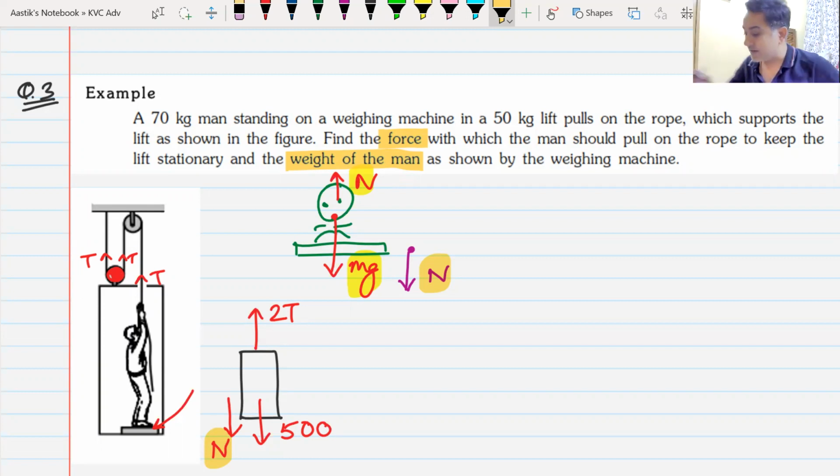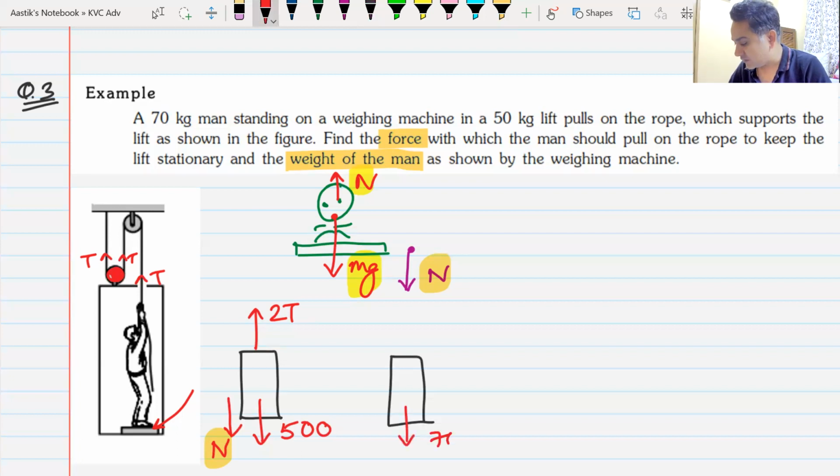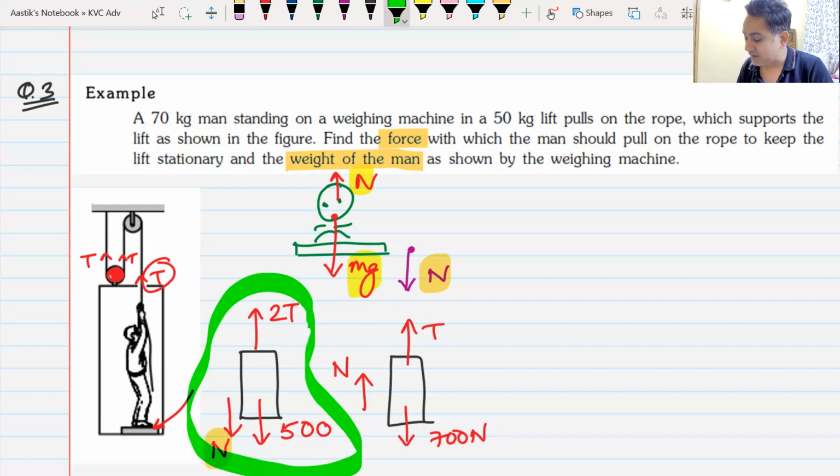Now, this is the free body diagram of the lift, let us now make the free body diagram of the man, and I'm drawing the man like this. What are the forces acting on the man? One is the weight of the man, which is 700 Newton downwards, yes or no? One is the weighing machine pushing it upwards, normal reaction, yes or no? One is the tension T in the string, yes or no? This is the green one, which is the free body diagram of the lift. This is the pink one, which is the free body diagram of this gentleman, man.